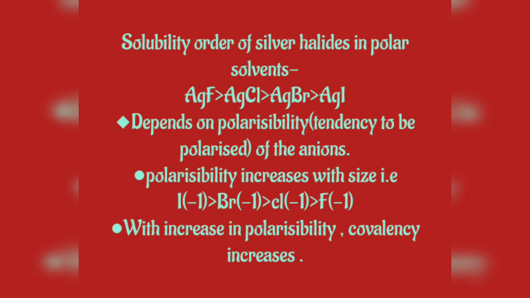Polarizability means the tendency to be polarized, and polarizability increases with the size of the anion, that is I minus greater than Br minus greater than Cl minus greater than F minus. So with increase in polarizability, covalency increases.